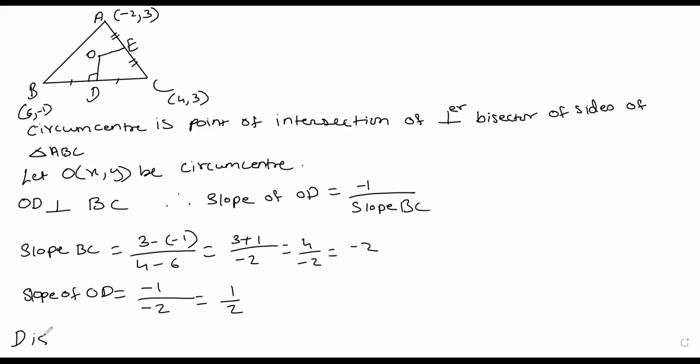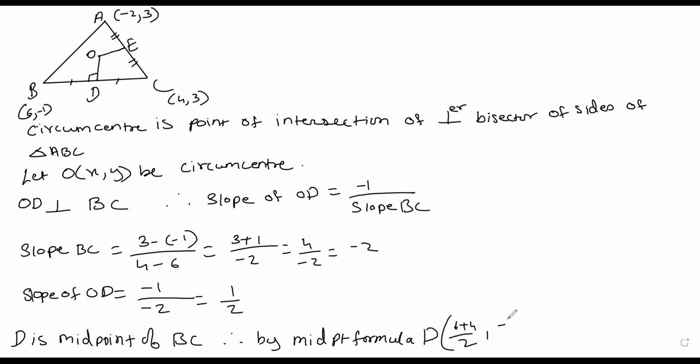Now D is midpoint of BC. Therefore, by midpoint formula, coordinates of D will be (6 plus 4) by 2 and (-1 plus 3) by 2. So that is 10 by 2 is 5 and 2 by 2 is 1. So for line OD, slope is 1 by 2 and coordinates are 5, 1.